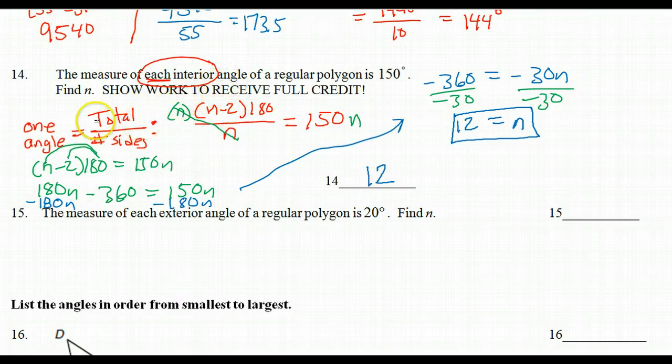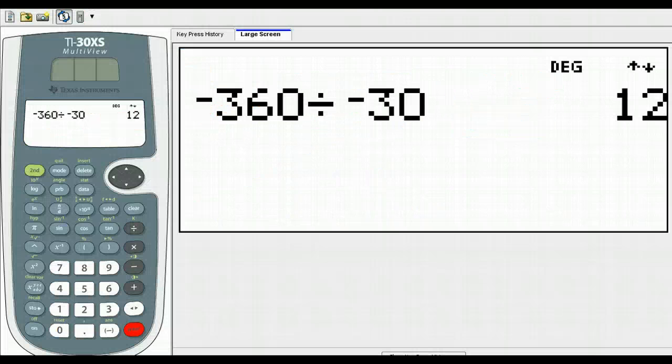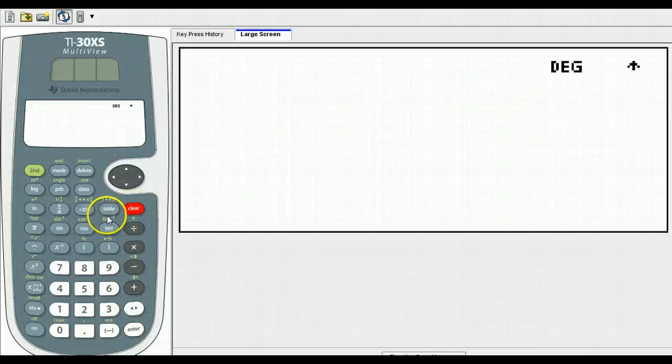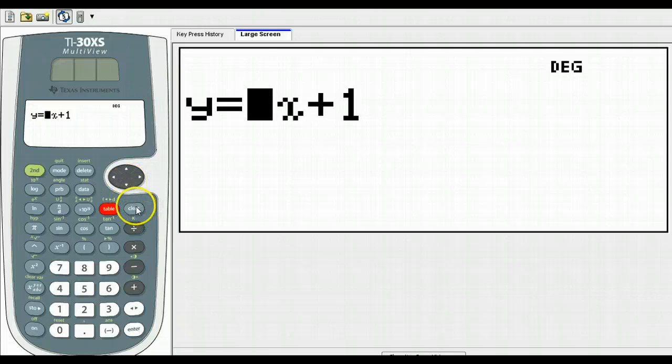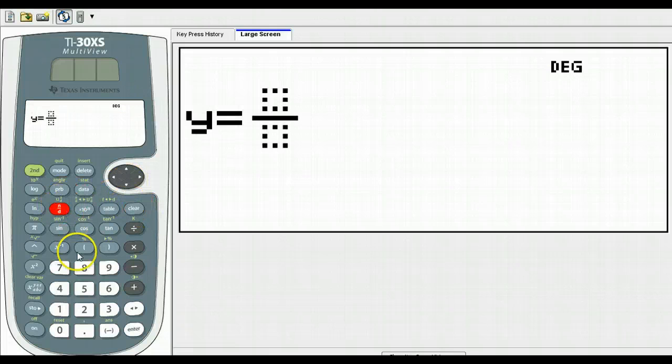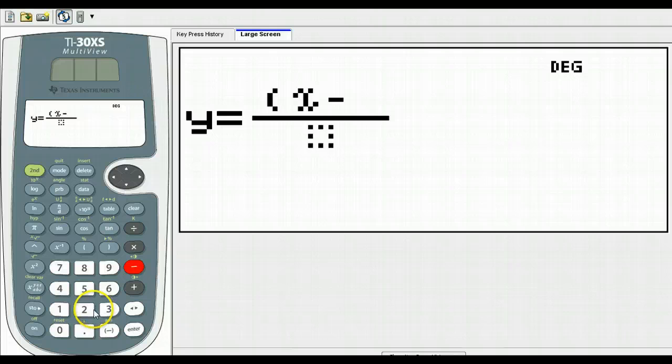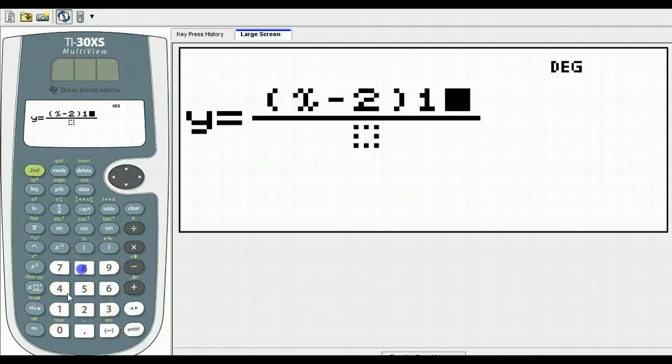If I know that each angle is equal to the total divided by the number of sides, which would be represented by this formula, n minus 2 times 180 over n, I can put that in my calculator. Try this with me. If I go to the table, let's set up this fraction. We'll have to use x, but you know what I mean: n minus 2 times 180 over n. And again, I'm just going to put x because that's all I got.